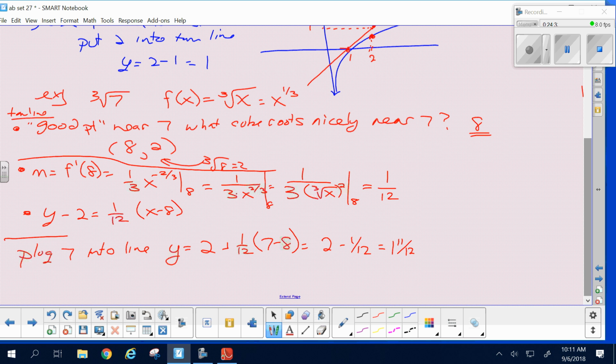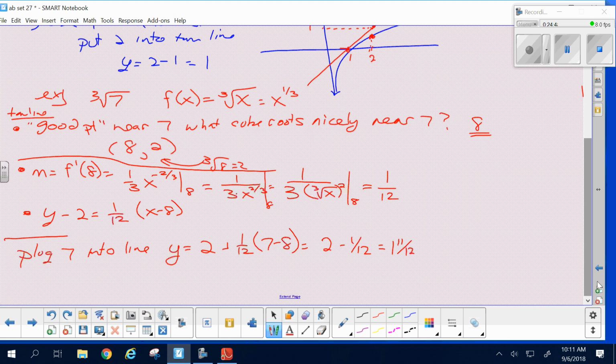11/12, yeah? Why would the cube root of 7 be a little less than 2? Cube root of 8 is 2, so cube root of 7 should be a little less than 2, right? So that makes sense. All right. Run out of time. Sorry.